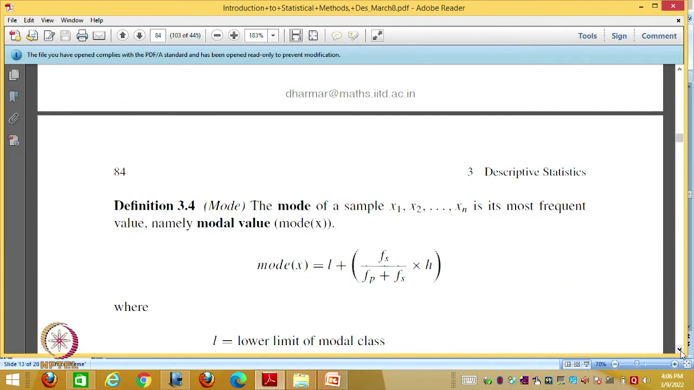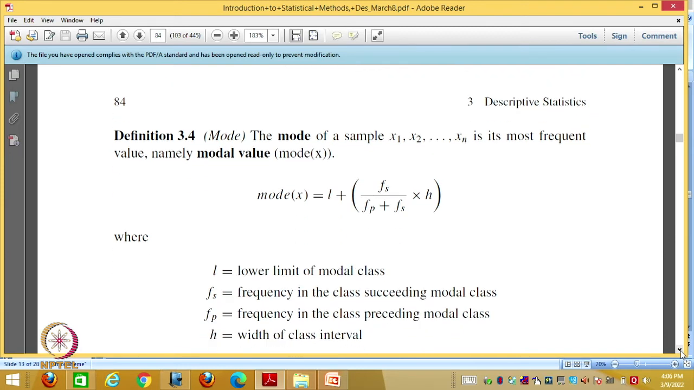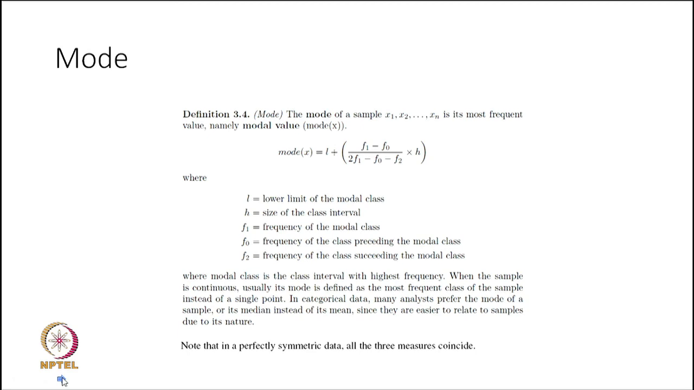Now I am coming to the third measure. Mean we discussed, median, the third one is mode. So here we have given the definition of mode, the mode of a sample x1, x2, xn is its most frequent value, namely the modal value, that is defined as L plus f1 minus f0 divided by 2 times f1 minus f0 minus f2, times h, where L, h, f0, f1, f2 are written in this slide.